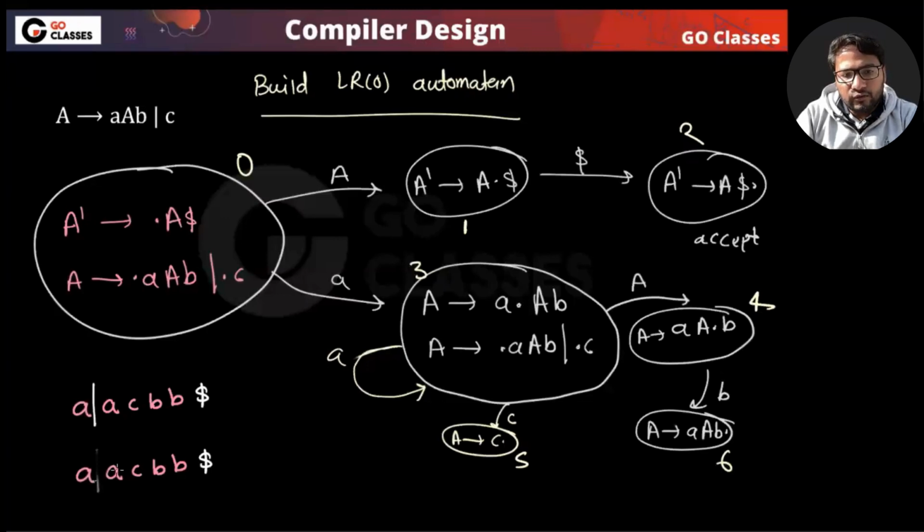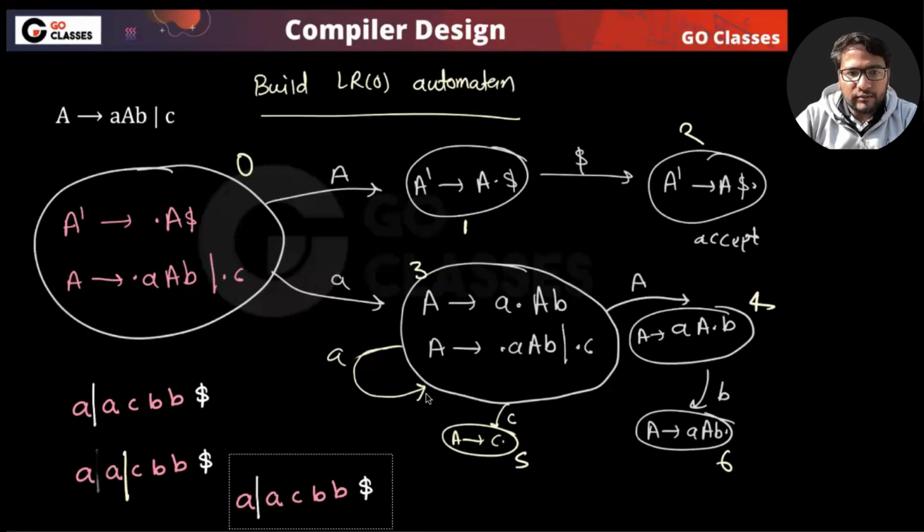Now, if one more A is coming, you will say, okay, let's shift it. Which state will you be in now? After this, still 3, right? Still 3. Okay, now you will say, let me do one thing. After this, I will be having something like this, right? Let's shift the C also.